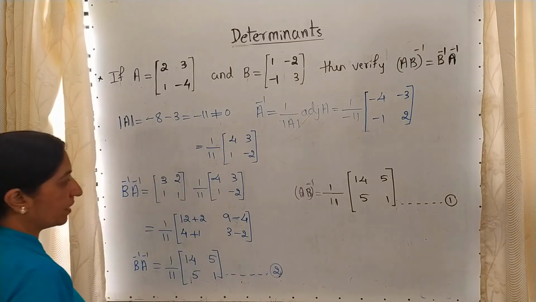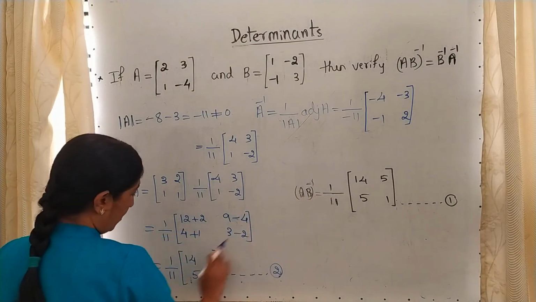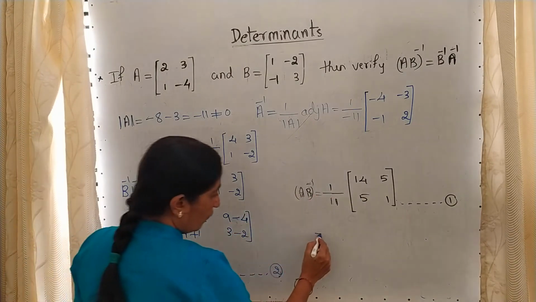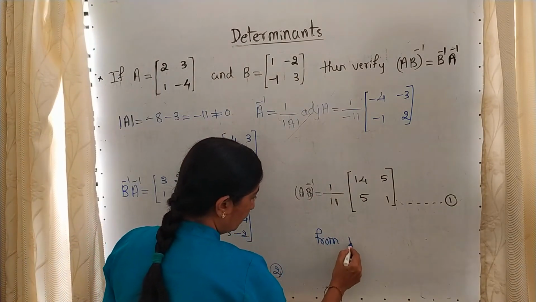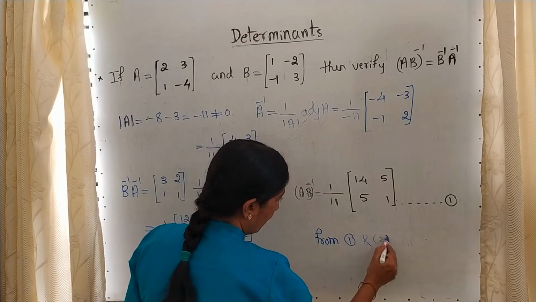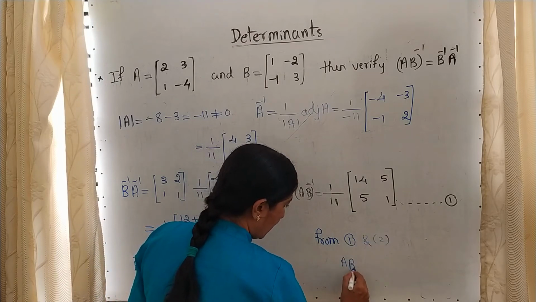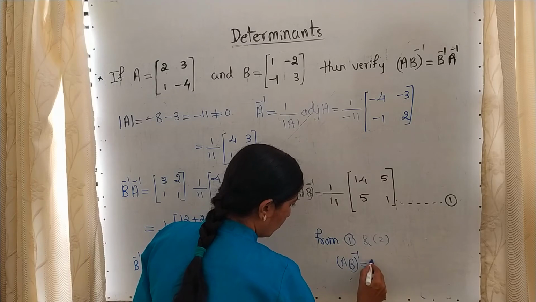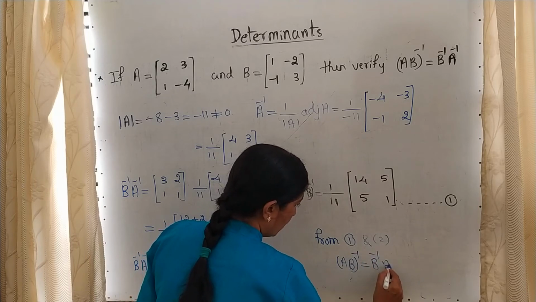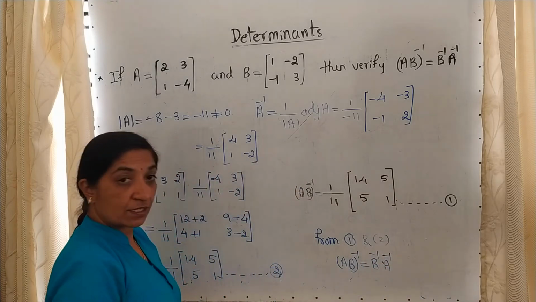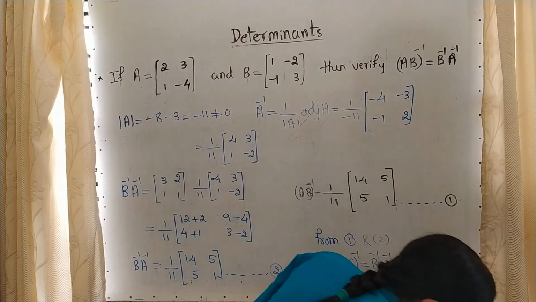Now compare equation 1 and 2. See, 1 I kept here and 2 is here. Are they the same or what? From 1 and 2, (AB) whole inverse is equal to B inverse into A inverse. See, is it very simple or what? Now moving to the next question.